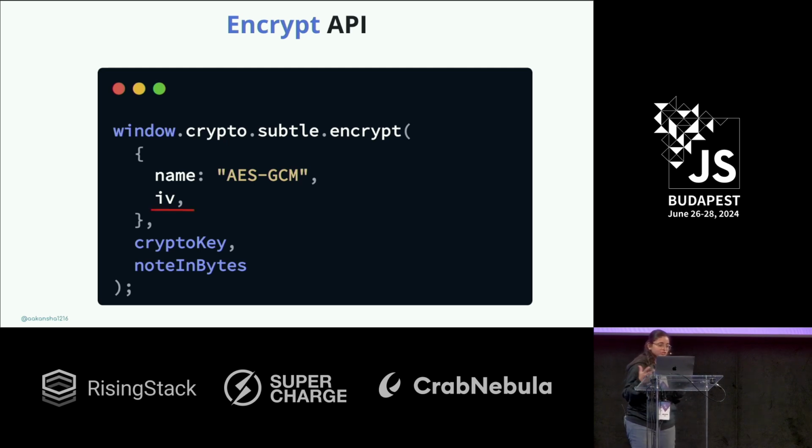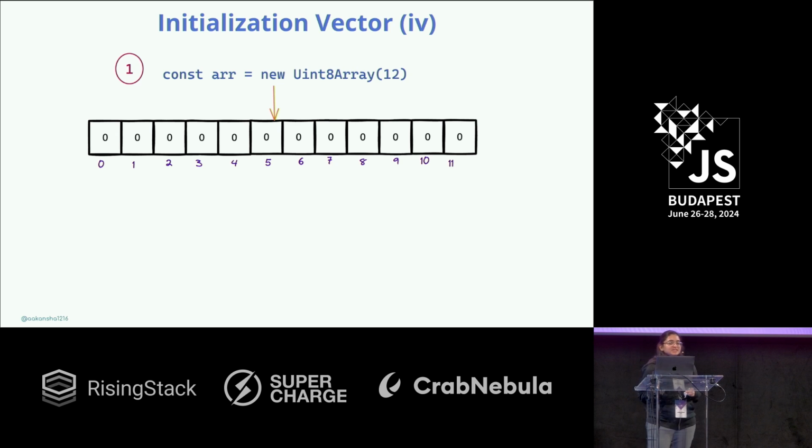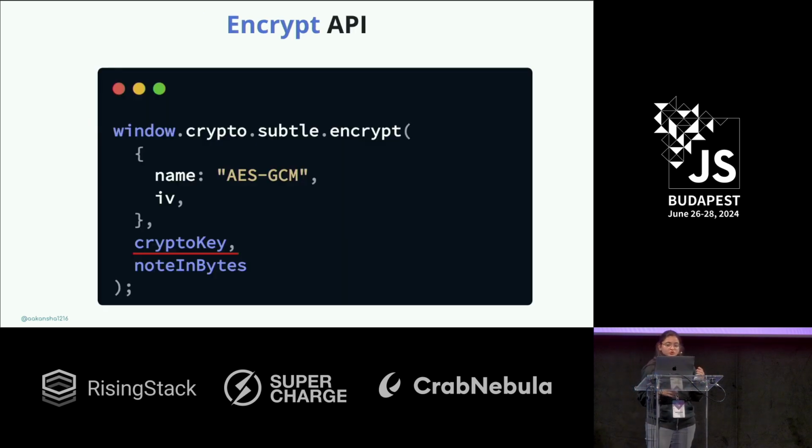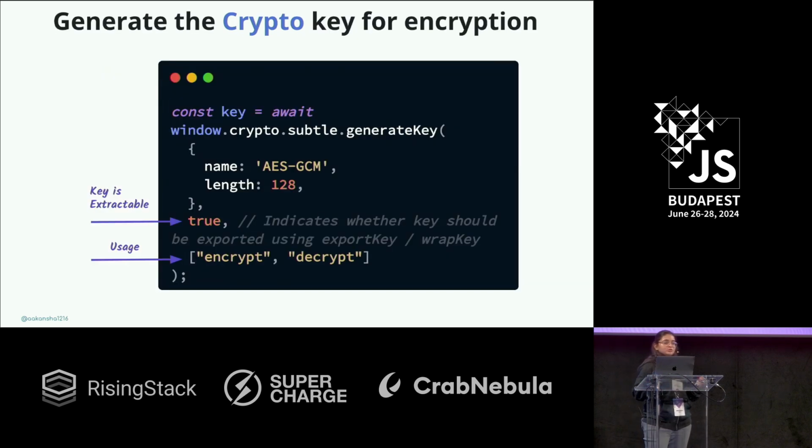How do we actually generate the IV? IV is basically just a set of random numbers. So you just create a Uint8Array with 12 bytes, fill it with random numbers using crypto.getRandomValues, and your IV is ready. Next, we need a crypto key. So we have an API for it, crypto.subtle.generateKey. It needs the name of the algorithm, the length of the crypto key, and the extractable parameter. Let's set it to true. I'll explain later why this is needed, but for now, let's accept that it is going to be set to true. And we are going to use it for encryption and decryption.